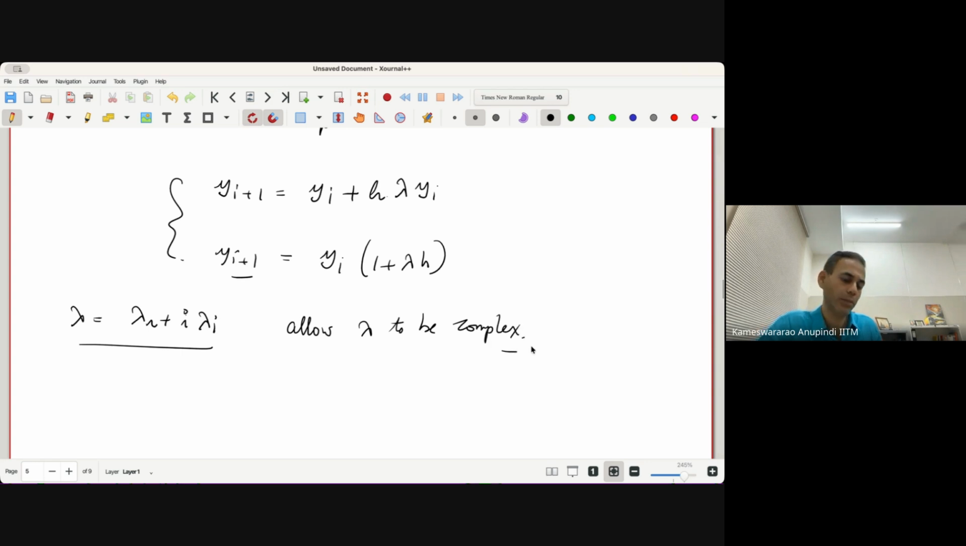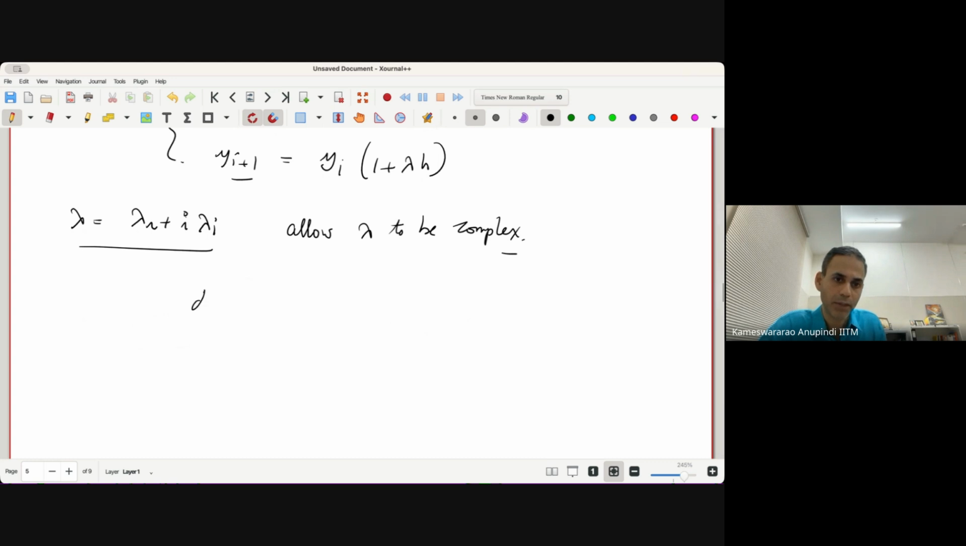Okay, so what does it mean if lambda is complex? What we have is dy/dt equals lambda y. We said the exact analytical solution to this problem is y equals c e to the power lambda t, right?